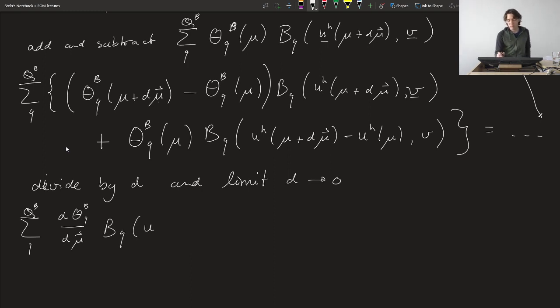u. And taking the limit of d to 0 means that this simply becomes u h. So I'm not going to write all the arguments anymore. I'm going to make my life a little bit simpler here. So that was pretty much this first whole term. Then the second term is going to be theta q b q. Well, this is going to be the directional derivative of u h in the direction of the change in parameter, comma v.